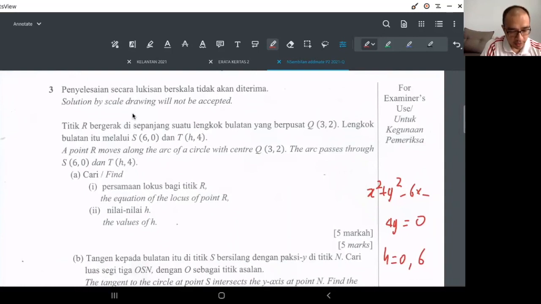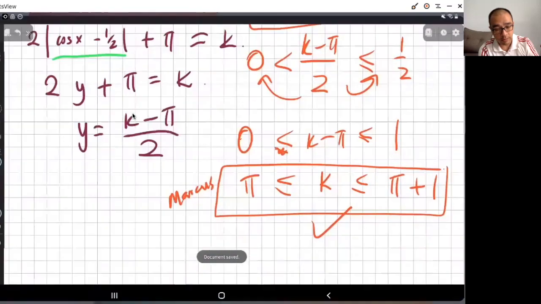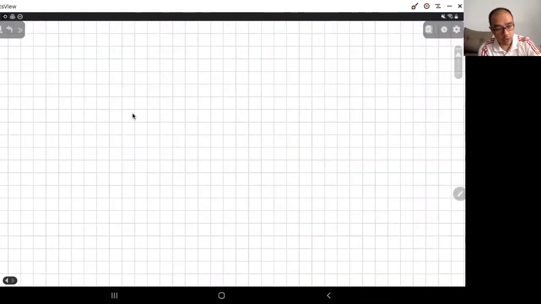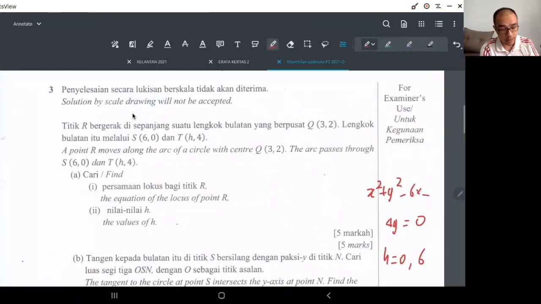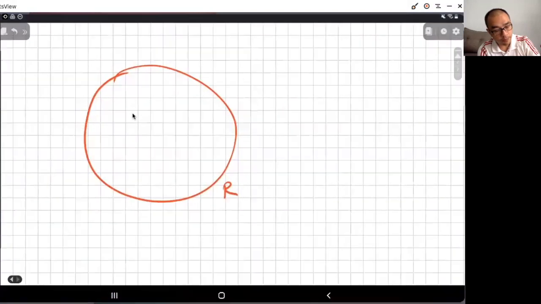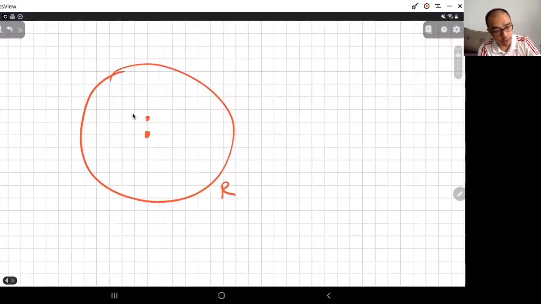So you have a point R that moves along the arc of a circle with the center (3, 2). I'm going to draw this out. So we have R, which is a moving point. The center is (3, 2). This is the center. So R is the moving point along the locus. It's a locus, obviously. So I'm going to put this point R over here.